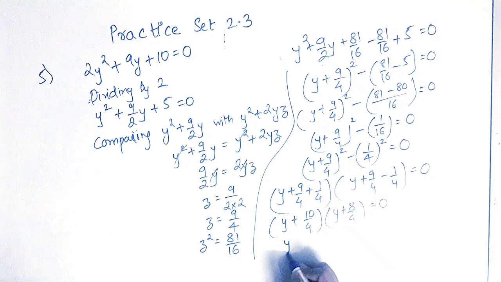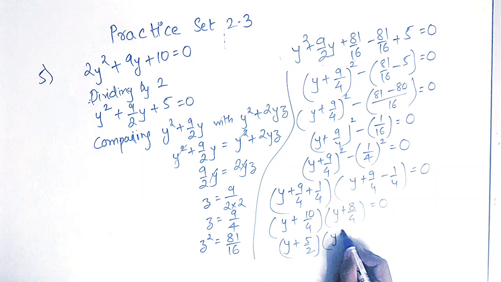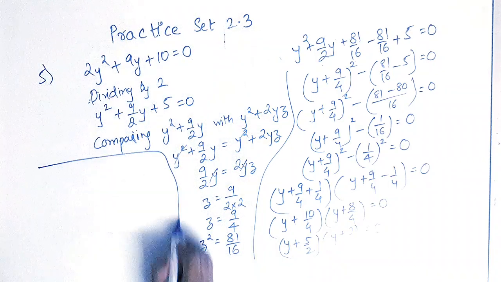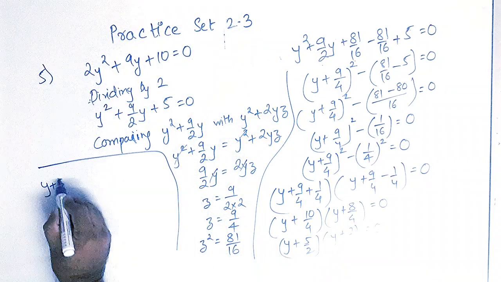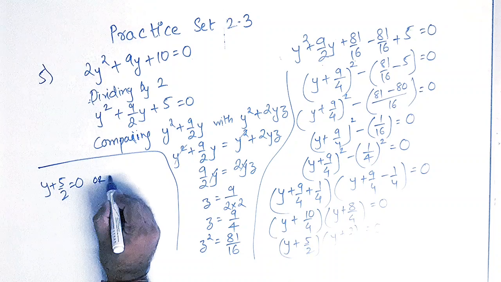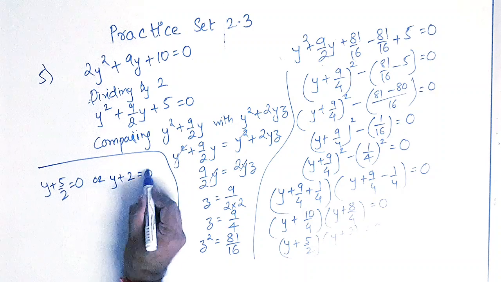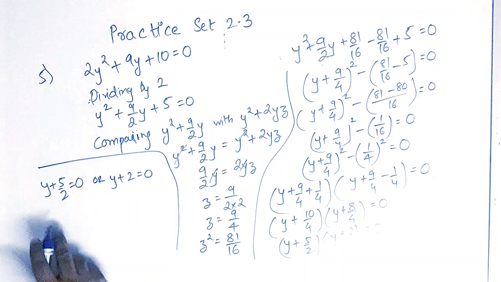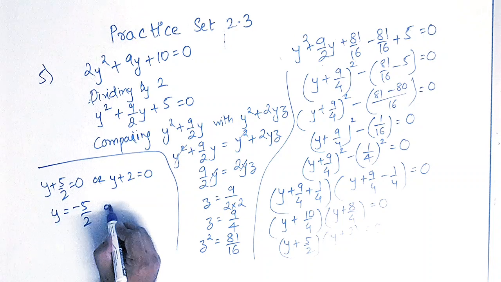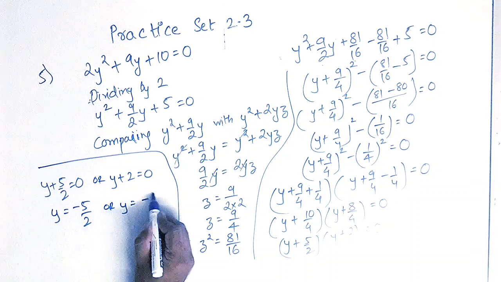Then y plus this will be 5 upon 2, and this will be y plus 4 ones are 4, 2 twos are 2, equals to 0. Okay, further, this will become y plus 5 upon 2 equals to 0 or y plus 2 equals to 0. So y becomes here minus 5 by 2, or y equals to minus 2.